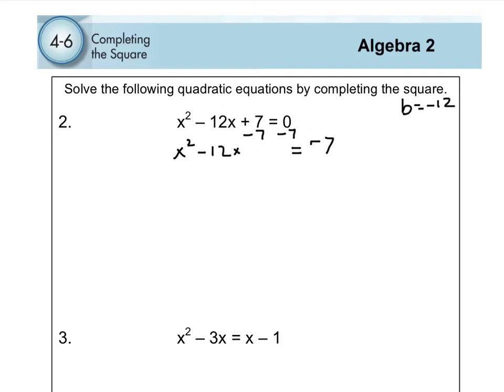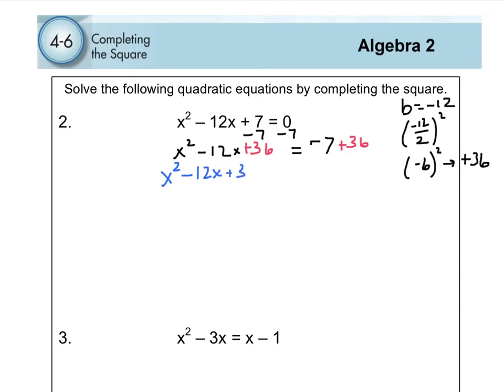Okay? So I want to take negative 12, divide it by 2, and square it. Negative 12 divided by 2 is negative 6. Squared is positive 36. So, I'm going to add 36 on the left. And again, if I do it on the left, I have to do it on the right as well. Okay? And so now I've ended up with x squared minus 12x plus 36 equals negative 7 plus 36, which is positive 29.